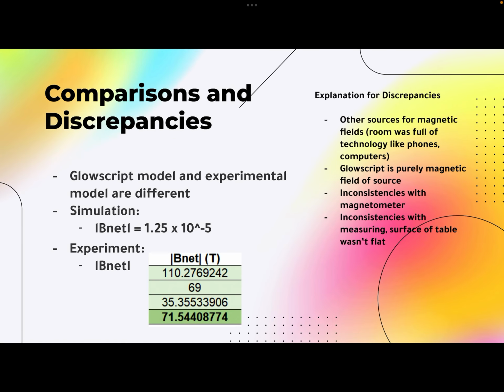So as you can see, the simulation and experiment results are quite different, and this could be due to a number of reasons. The main one being that within the lab room there was the presence of multiple magnetic fields, including iPads, iPhones, and other technology. And while we were doing the simulation on GlowScript, this code purely measures the field only from our source magnet.